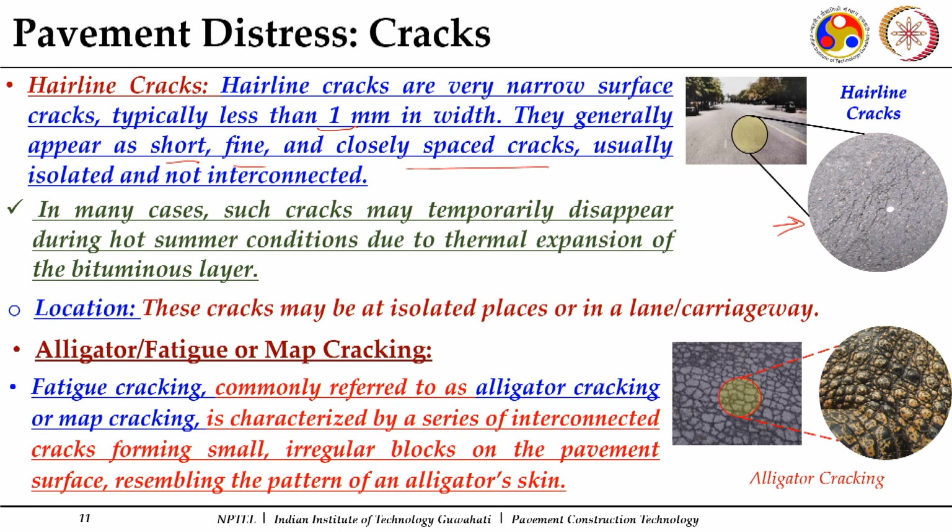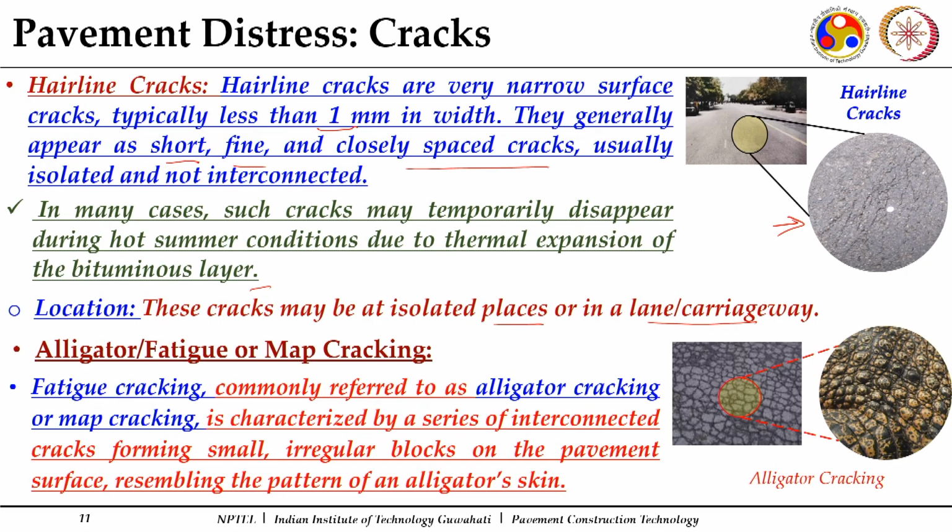And usually they even disappear specifically during hot summer conditions. These fine cracks which may be visible also disappear because when the material becomes soft under hot weather conditions, they disappear due to the thermal expansion of the bituminous layer. When the material expands, these cracks disappear. So, these are narrow fine cracks which come under the category of hairline cracks. These cracks may be at isolated places, in a lane, or through the entire carriageway.